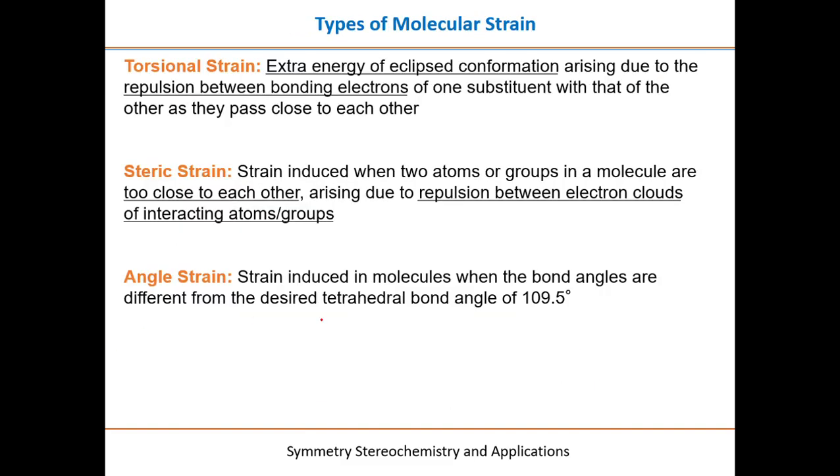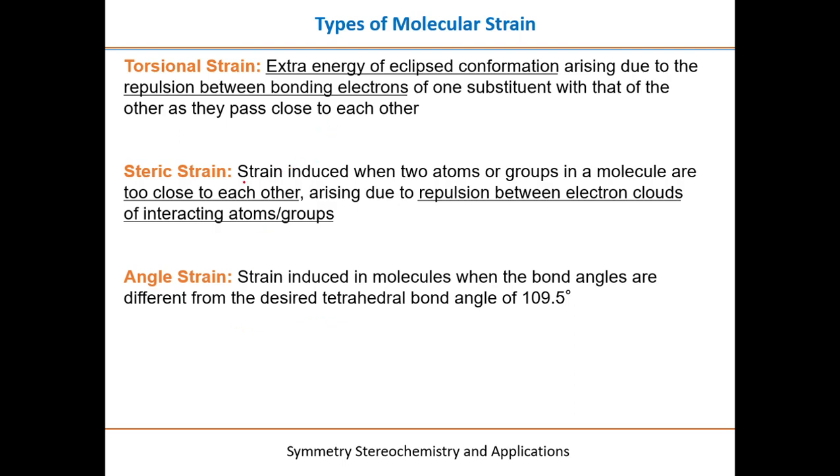Now we will discuss the different types of strain present in a molecule. There are three types of strain possible. The first one is torsional strain, the second is steric strain, and the third is angle strain. Torsional strain is the extra energy of the eclipse conformation. As I told you, eclipse conformation has one bond above the other, meaning the dihedral angle between the two bonds is zero. So the extra energy of the eclipse conformation arises due to the repulsion between the bonding electrons of one substituent and the other, because they are close to each other.